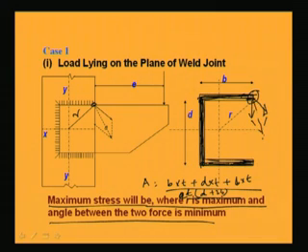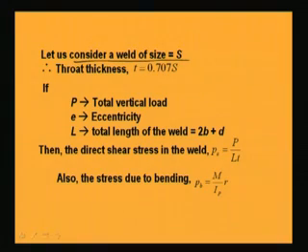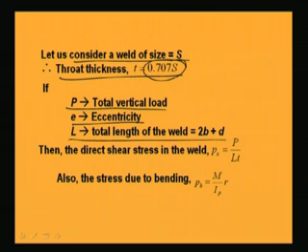So with this, let us try to find out the resultant stress, how it is developing at that point. If the size of the weld is S, we know the throat thickness can be written as 0.707 S. We calculate the strength of the welding joint on the basis of throat thickness, because this much thickness is effective for the strength calculation of the weld. Now, if P is the total vertical load and E is the eccentricity, then the total length of the weld, as I showed earlier, will be 2B plus D.